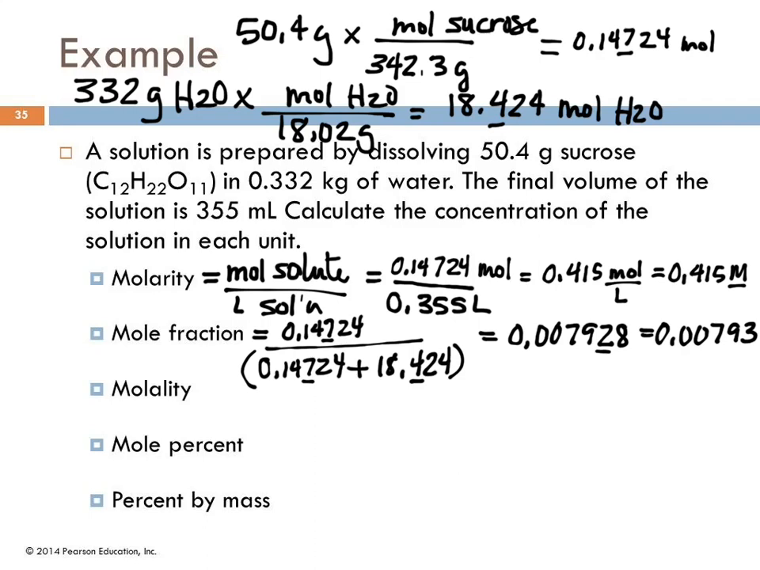Is there a unit on that? No, because it's moles divided by moles. I was a little sloppy and I left the moles out of here. But there's no unit on a mole fraction. Just like there's no unit on percent other than percent.